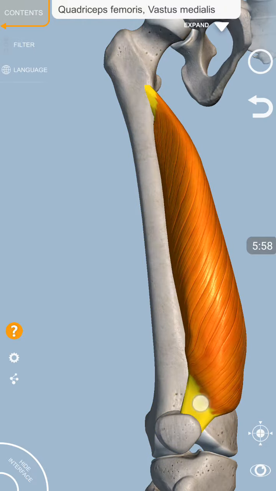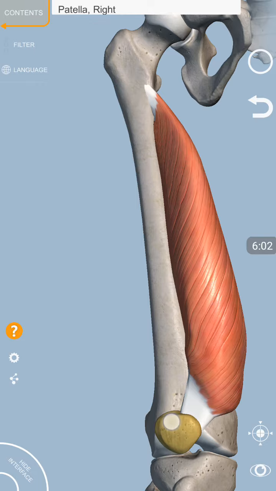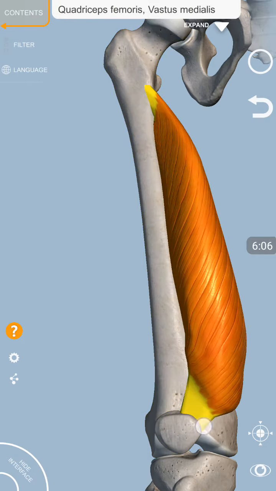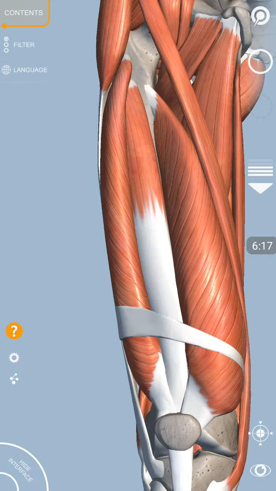Look at its insertion. It is inserted into the base of the patella. This is the base of the patella, with the apex downward, and here some fibers attach to the lateral side of the body of the patella, and a few fibers directly attach onto the tibia as retinacular ligaments.